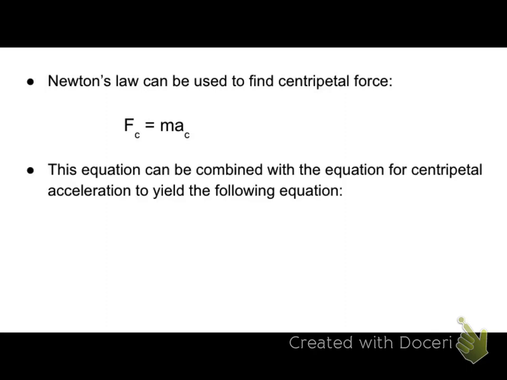Newton's law can be used to find centripetal force, because we know that force is equal to mass times acceleration. So if you take the mass of the object and the centripetal acceleration, which we just learned how to calculate, we can find the centripetal force. If you want to combine that equation with the previous equation for centripetal acceleration and make them all one thing, you'll get this equation, wherein we've just replaced the centripetal acceleration variable with tangential velocity and radius.